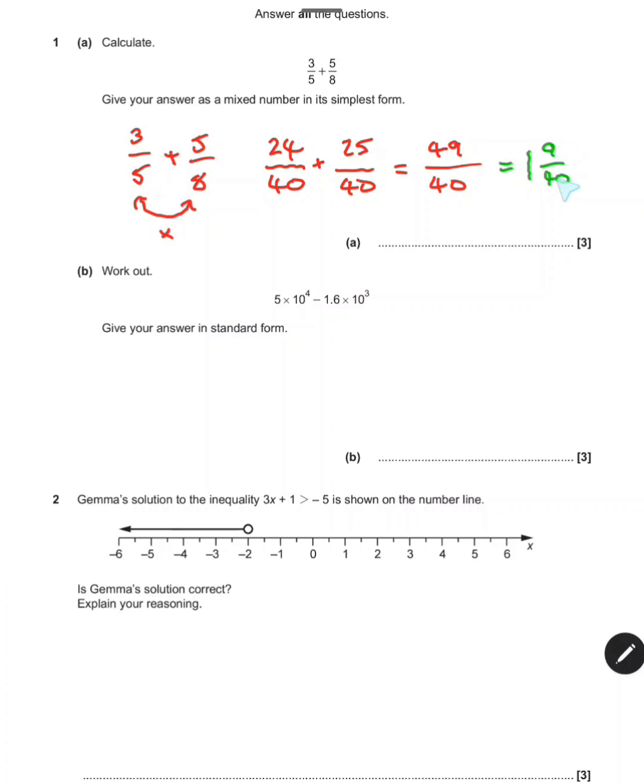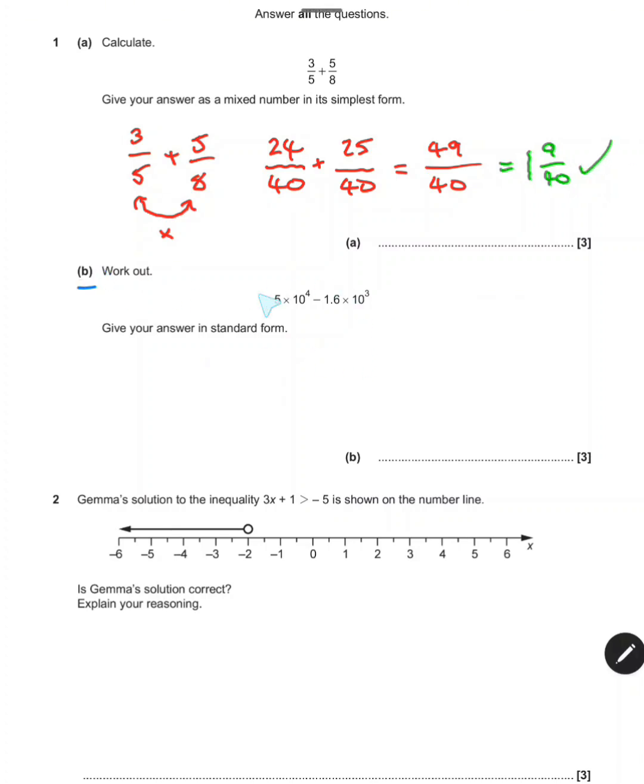Looking to simplify this if I can. Don't forget this might simplify sometimes as well. I can't half the top, half the bottom because I'll get a decimal, and I know that 40 won't divide by 3, even though 9 will. I think this is the final answer, a mixed number in simplest form.